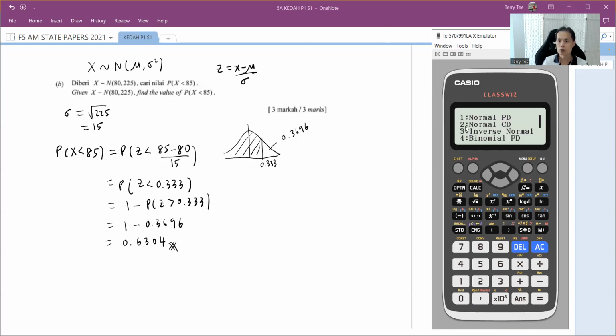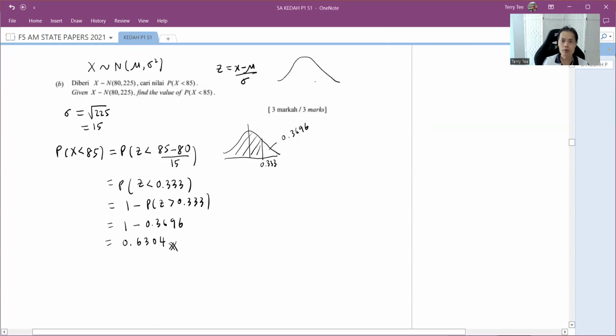Then you go to normal CD. So in fact, with this calculator, we can just key in our lower limit. So when we say X less than 85, that means it goes all the way. And this is before you standardize.